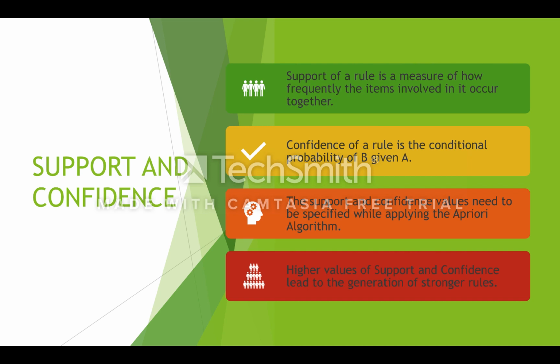We tweaked the support and confidence values for the same dataset and we got a varying number of rules for different values of support and confidence. We decided to set the support value as 0.1 and confidence value as 0.85, as higher support and confidence values lead to the generation of stronger rules.